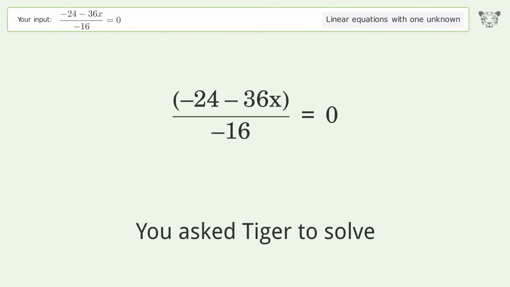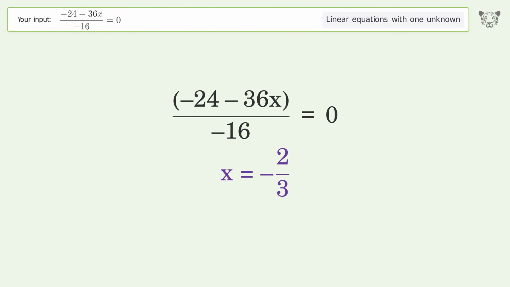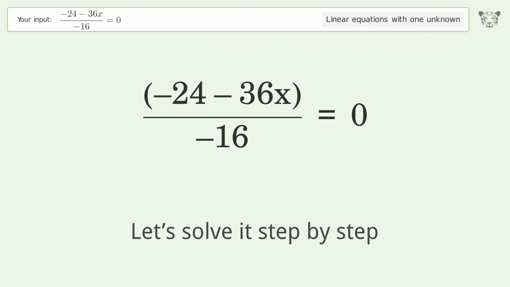You ask Tiger to solve this. This deals with linear equations with one unknown. The final result is x equals -2/3. Let's solve it step by step.